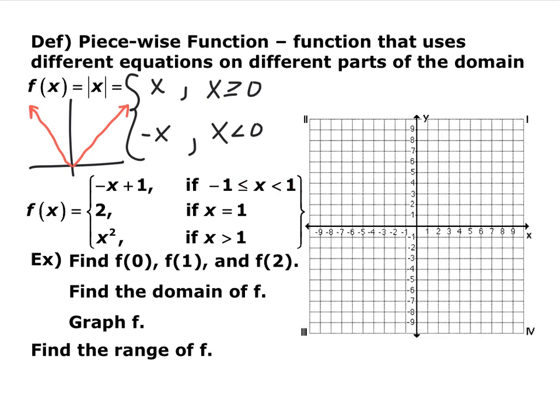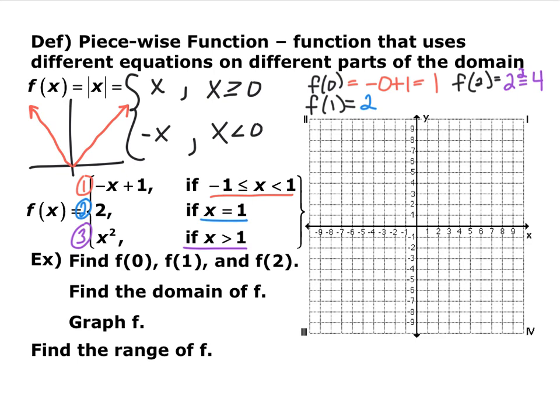So it's defined between -1 up to 1, and then once you get to 1, you jump to a different function, a different y for x equals 1, and then once you get above that, you jump to a different type of function for x is greater than 1. So look, using these domains, find f of 0, f of 1, and f of 2.